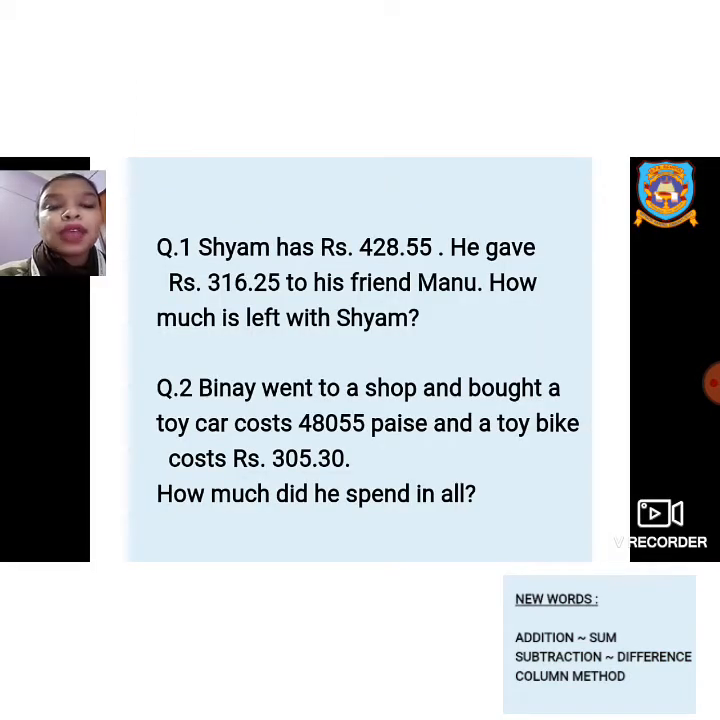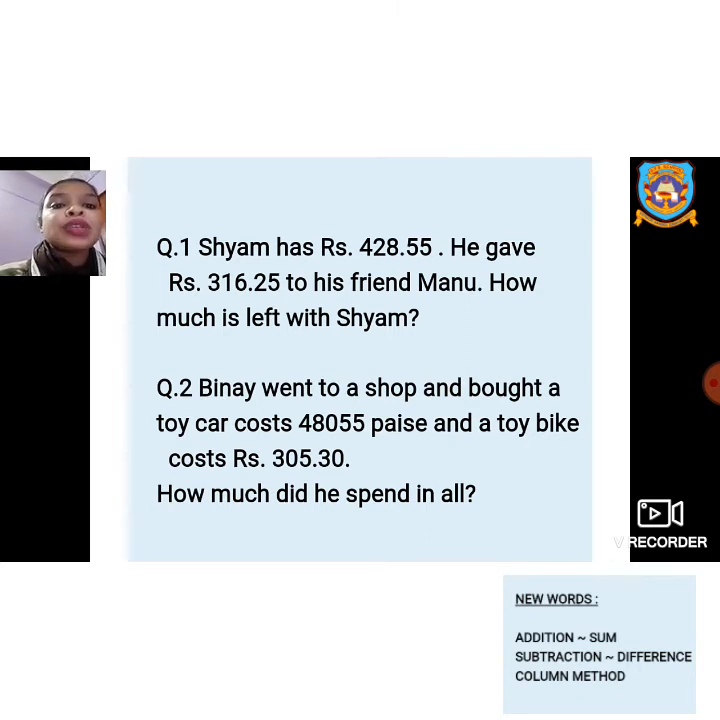Based on the topic that we have discussed, I have taken 2 questions here. The first question is, Shyam has rupees 428 and 55 paise. He gave rupees 316 and 25 paise to his friend Manu. How much is left with Shyam? So Shyam has some amount and he has given a part of that amount to his friend Manu. We have to find out how much is left with Shyam after giving to Manu. So this is a question about subtraction.